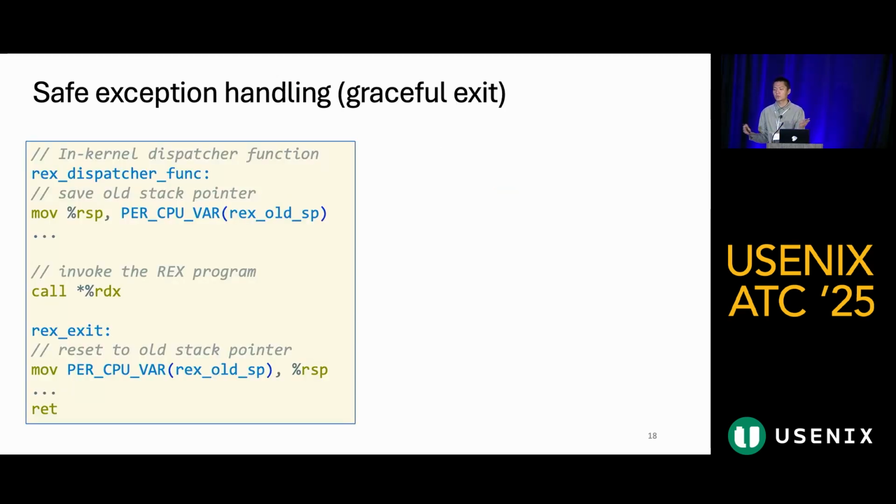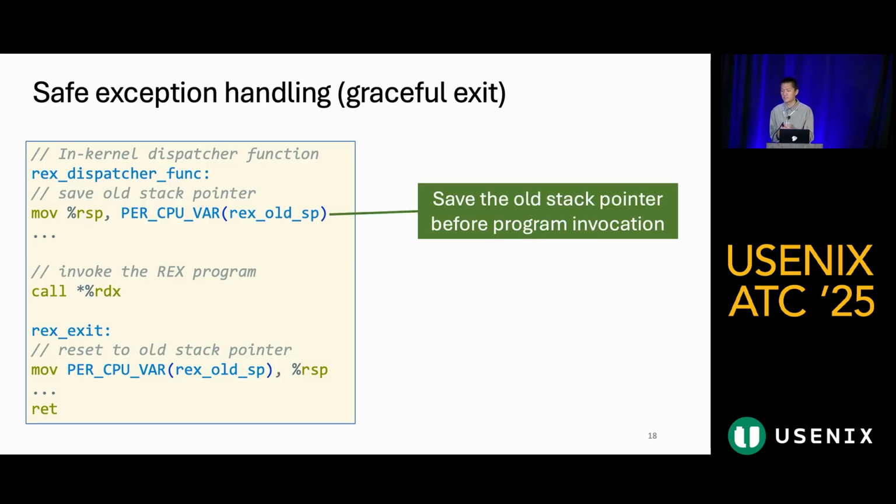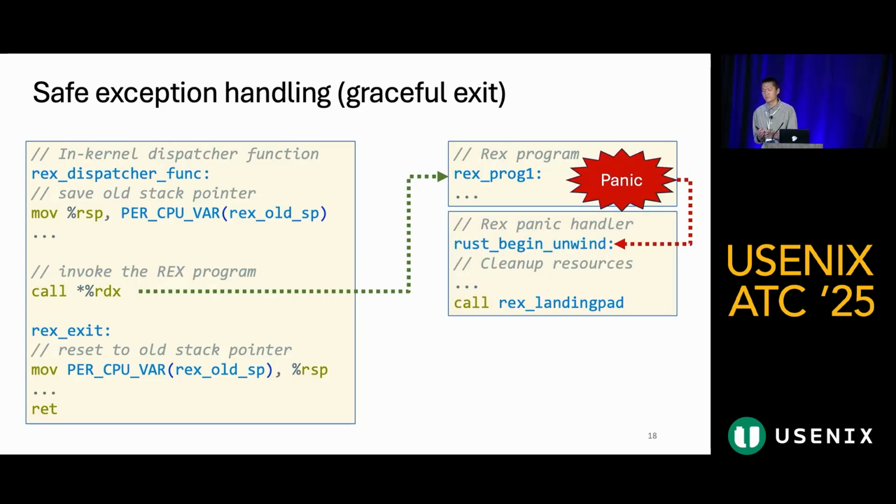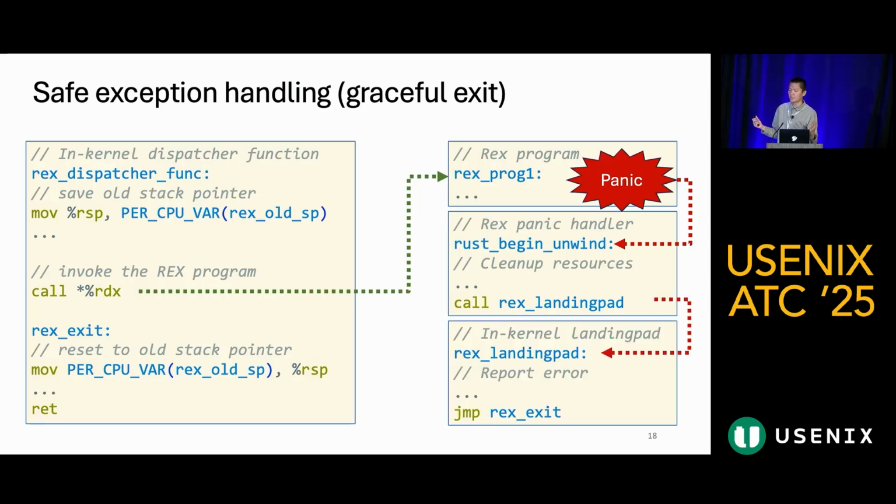So here shown on the screen is the in-kernel dispatcher function of Rex, which is responsible for calling into the Rex program. This function is entirely implemented in assembly. The first thing it does is save an old stack pointer before the program invocation. It will then call into the program. And if this program ever panics, then the Rex panic handler, which is implemented by us in the Rex kernel crate, will be invoked. The panic handler will clean up the resources and then jump to an in-kernel landing pad.